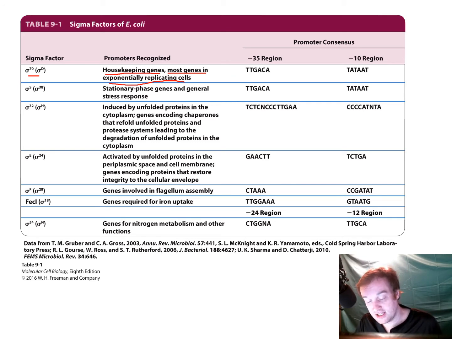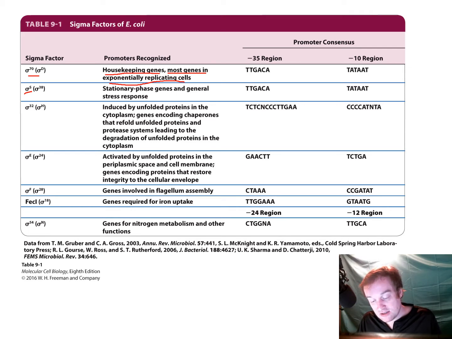And so in addition, we have sigma S, which is, instead of replicating, it's the stationary phase, so cells that are just kind of sitting there and doing their day-to-day but not replicating and whatnot. That sigma S factor will make genes like general stress response and general maintenance of the cell. We'll skip down here.